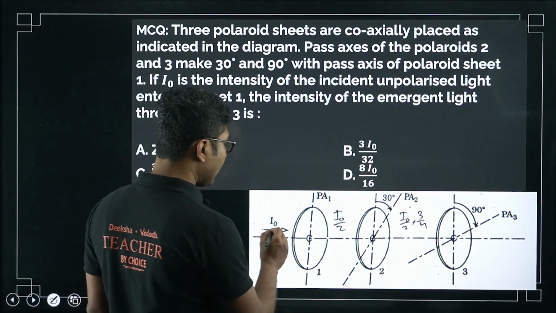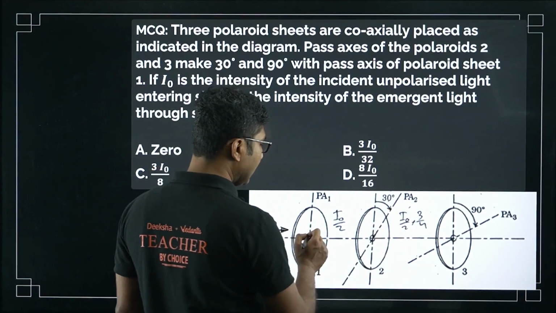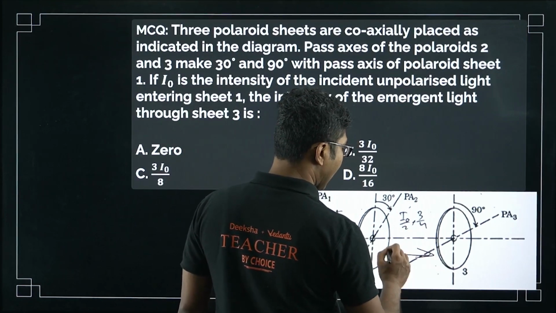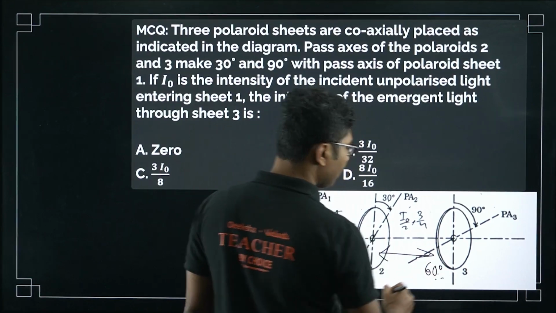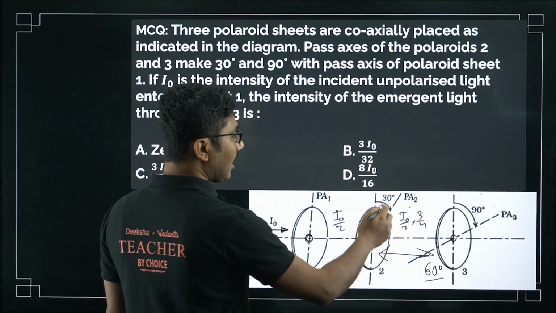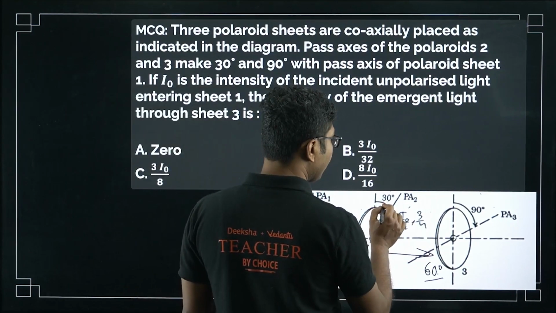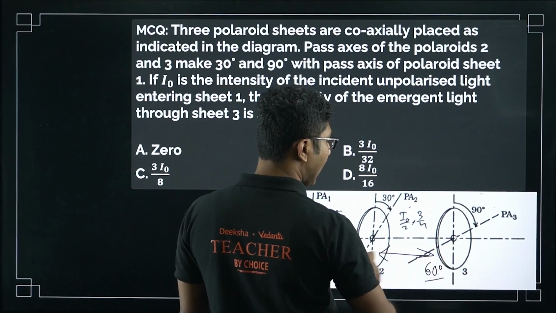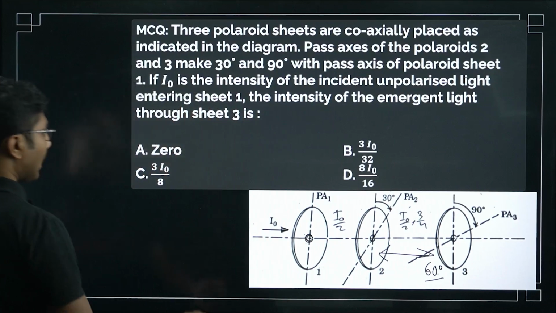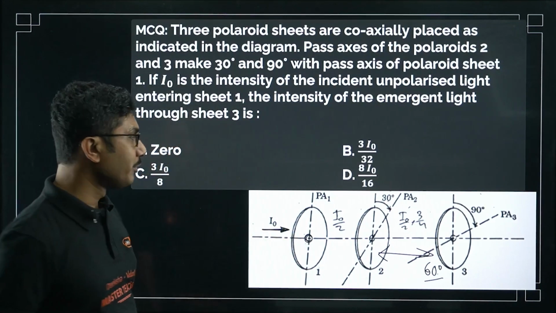So light of intensity I0 is entering this. The angle between this and this is 30 degrees. The starting and ending is 90 degrees. So what is the angle between these two? The angle between these two is 90 minus 30, 60 degrees. It is important: not the starting and ending, but the angle between consecutive Polaroids is important. So if this is 30 degrees and this is 90 degrees, the angle between these two is obviously 90 minus 30, which is 60 degrees.